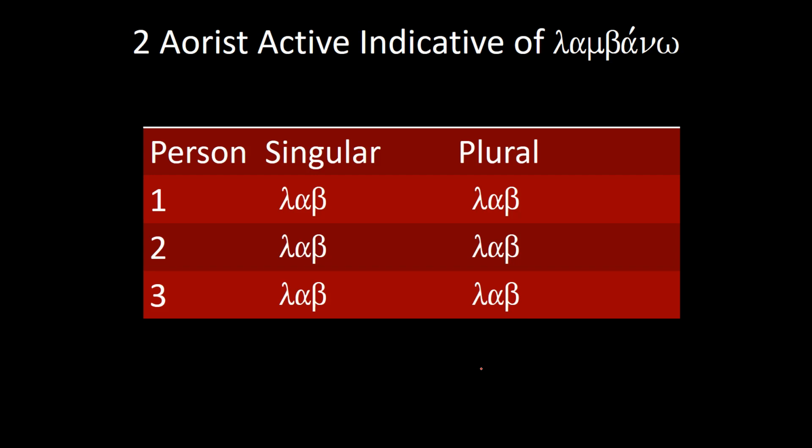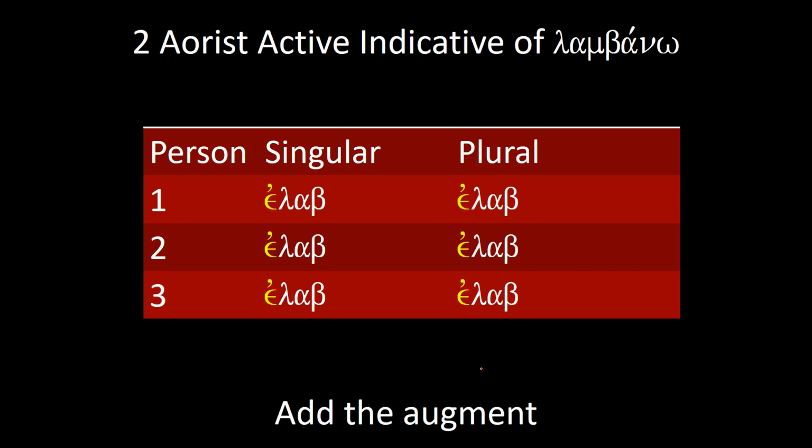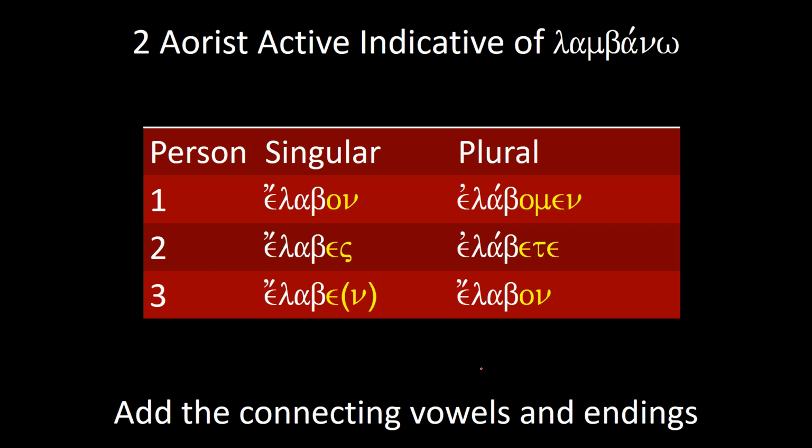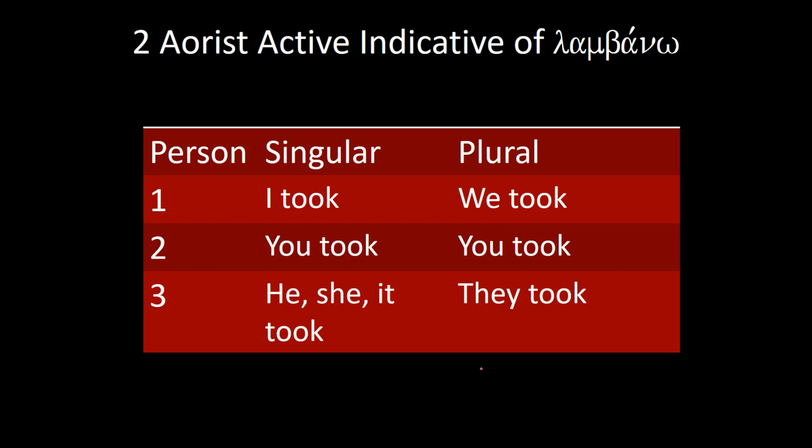So here we've got the verb stem lab. This is from lambano. So we've got the stem. This is the stem change. We're going to put the augment on front. Then you've got the stem that's already changed. And then we're going to do number 2 endings. Nu, sigma, movable nu, men, te, nu. Elabon, elabes, elabe, elabomen, elabete, elabon. You would translate it exactly the same as if you had a first aorist. I took, you took, he, she, or it took, we took, you took, they took.